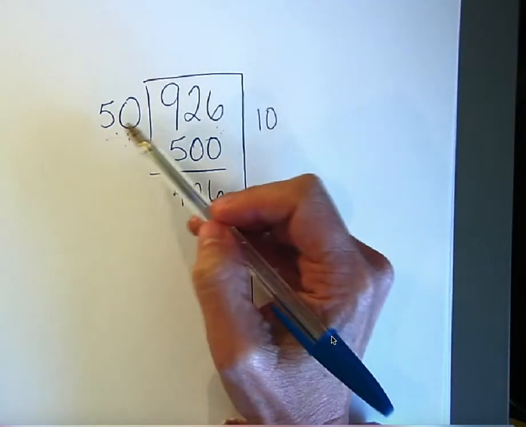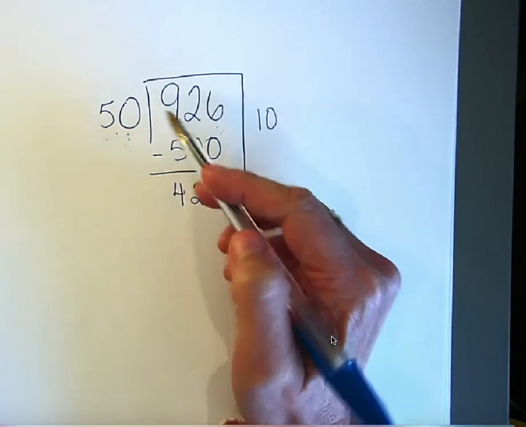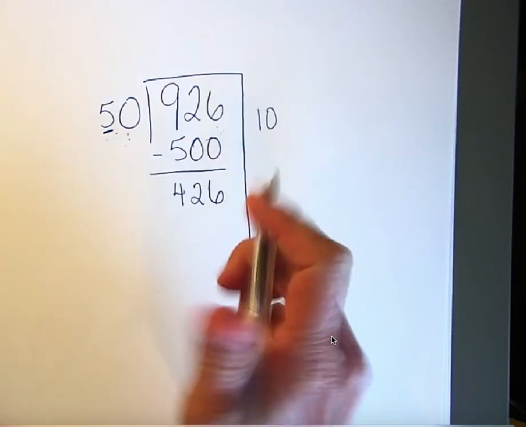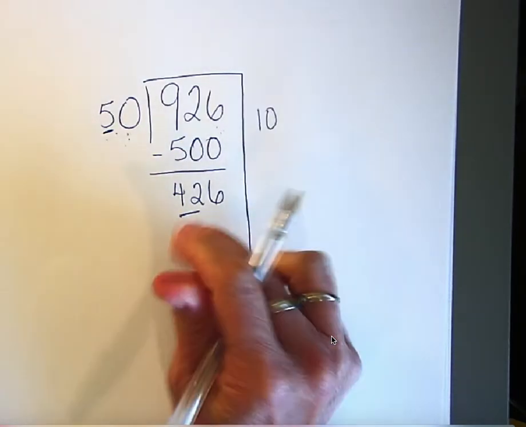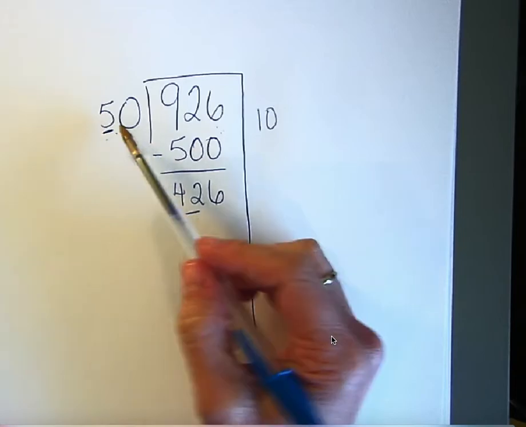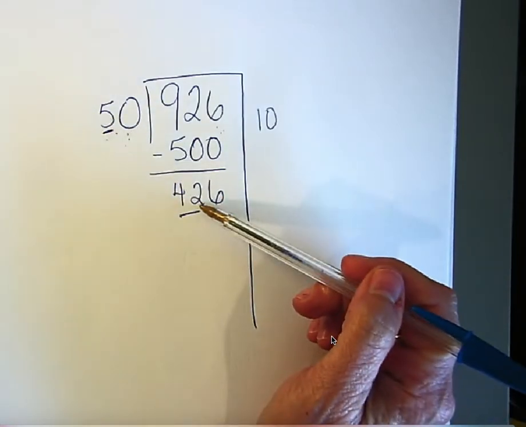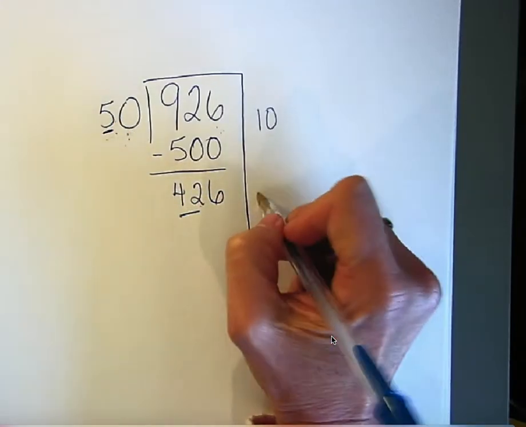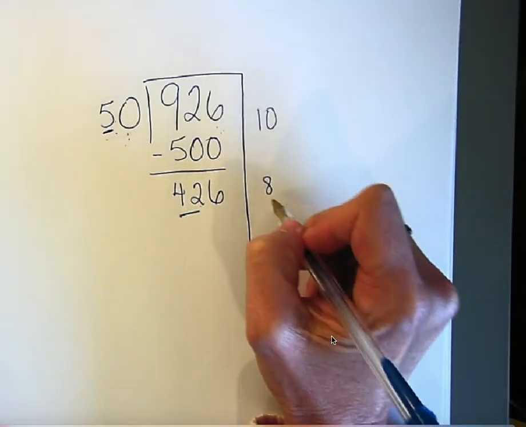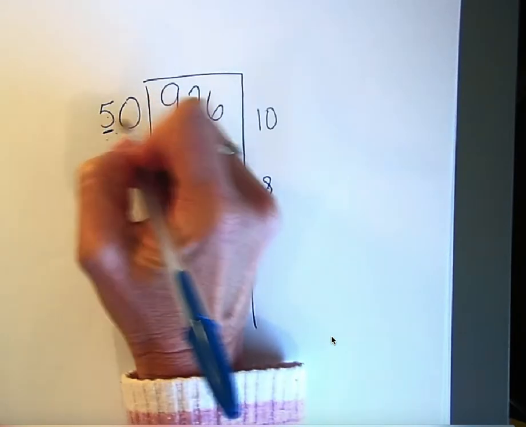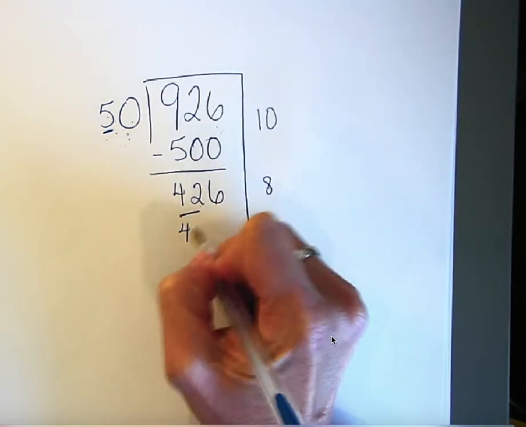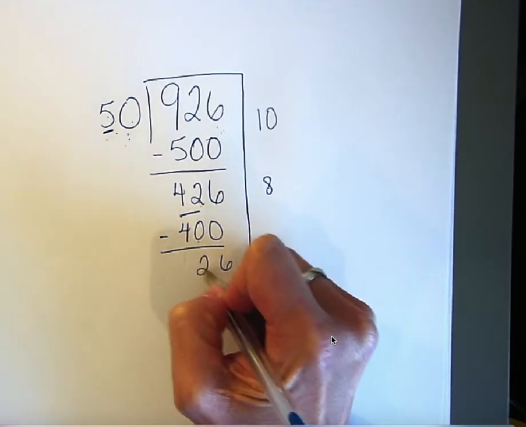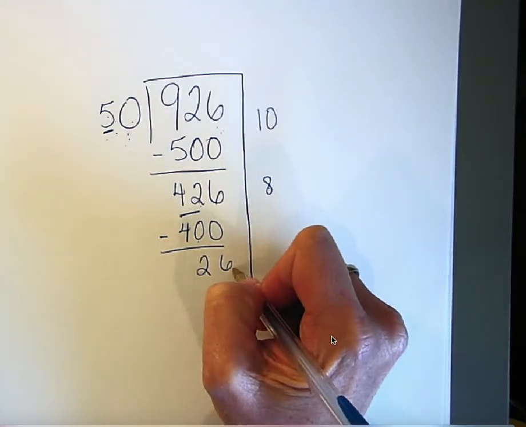Sometimes when I'm using 2-digit divisors, I start to look at what's in this place and what's over here in these first two place values, and I can start thinking, well, I know that 5 goes into 42 8 times, so maybe I can try 50 times 8. And so that would be 8 times 5 plus adding a 0 would give me 400. And then I get 6. And now I'm left over with 26.